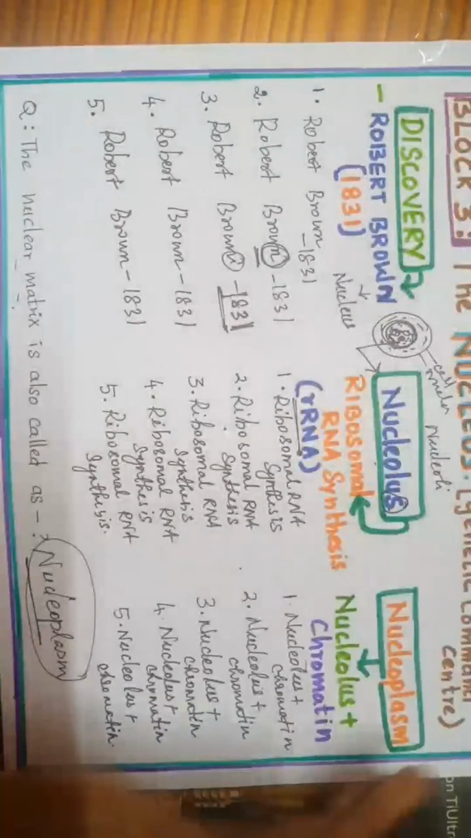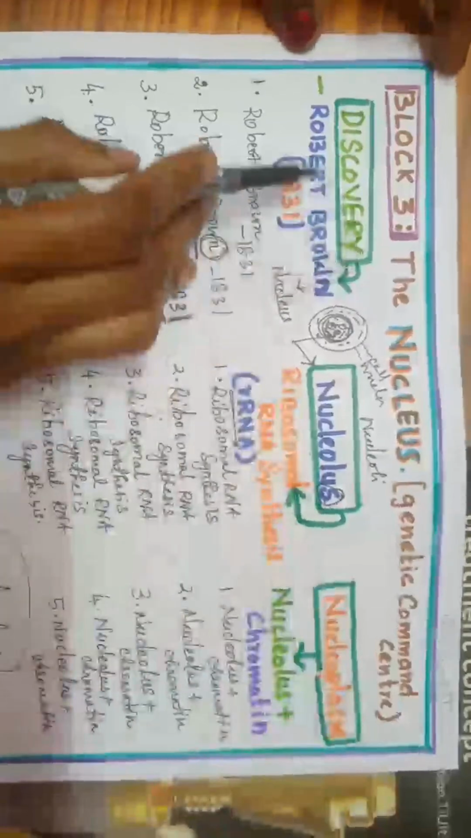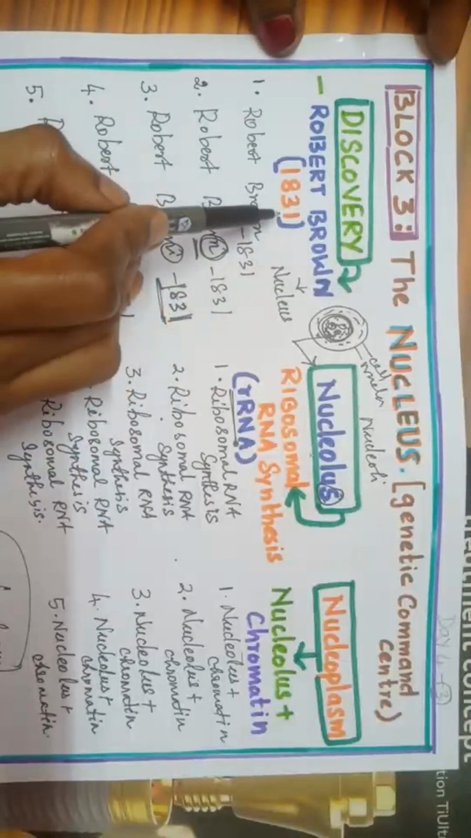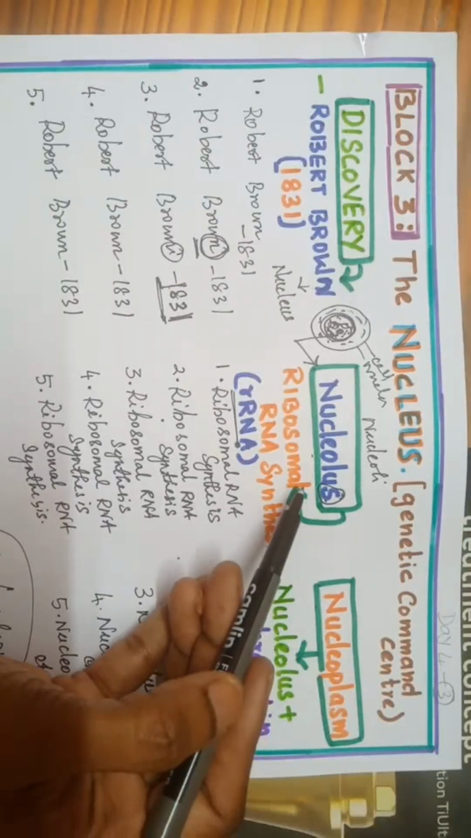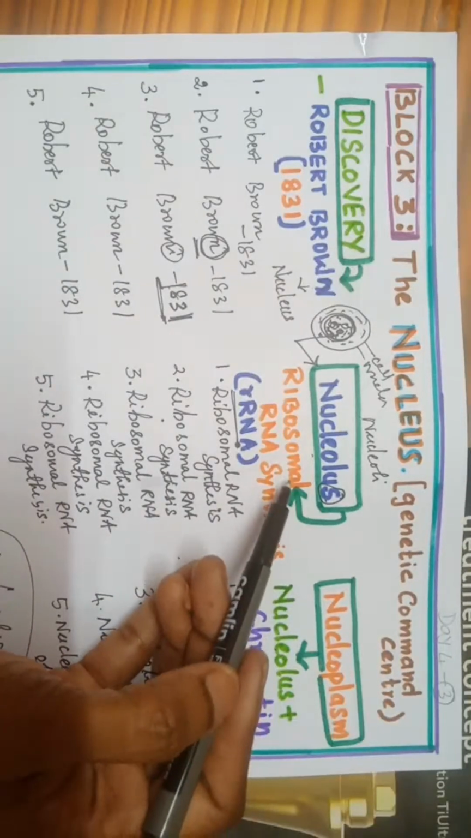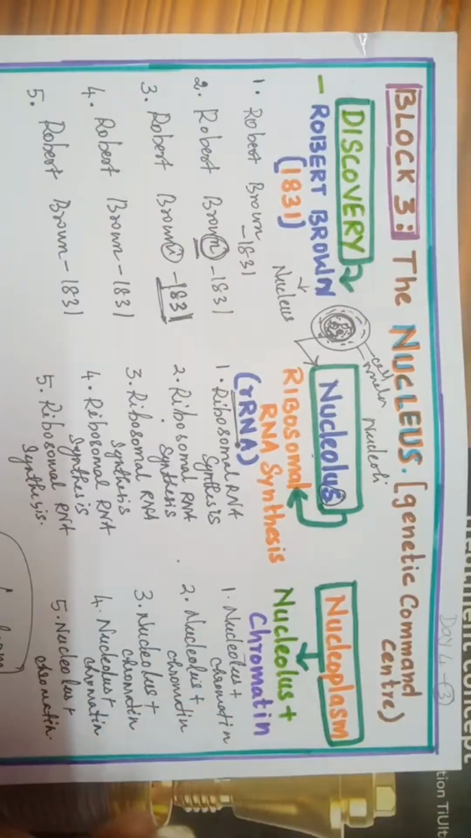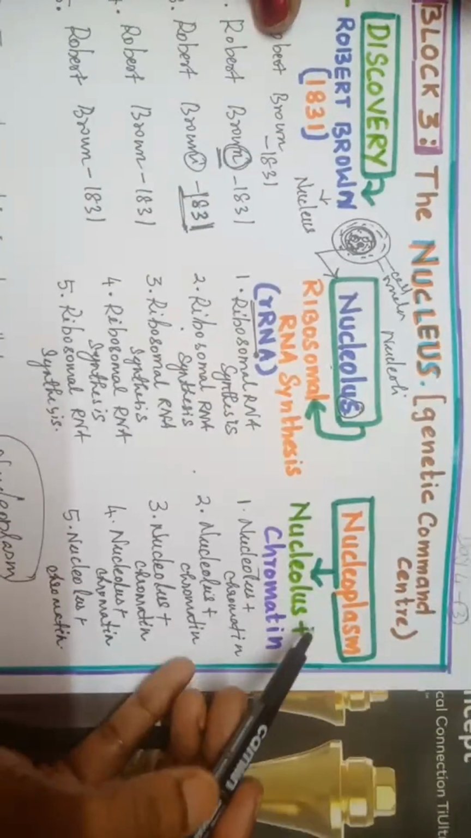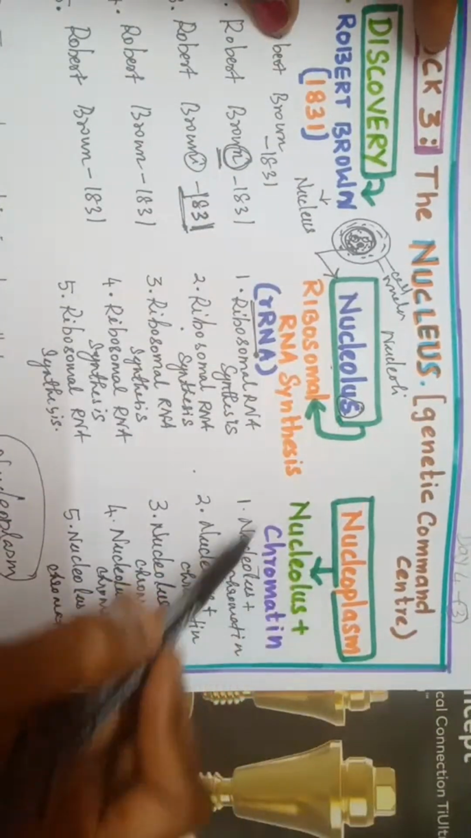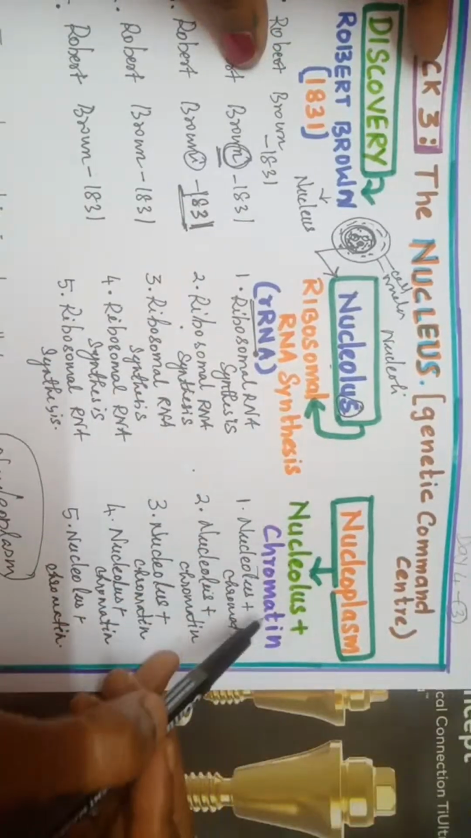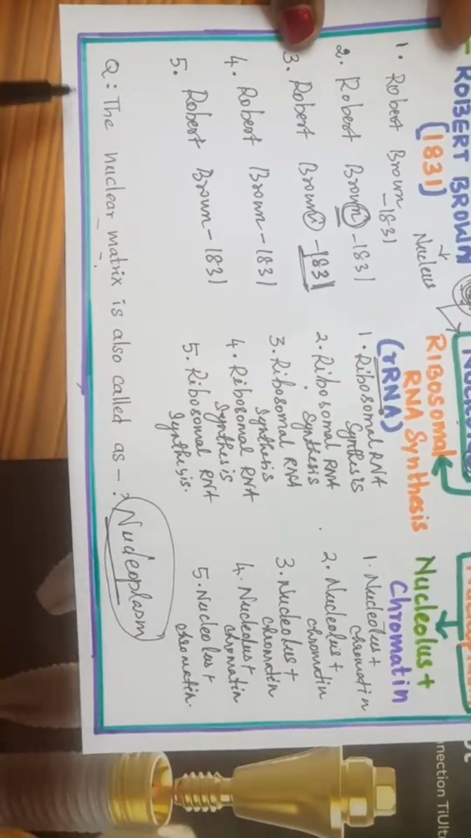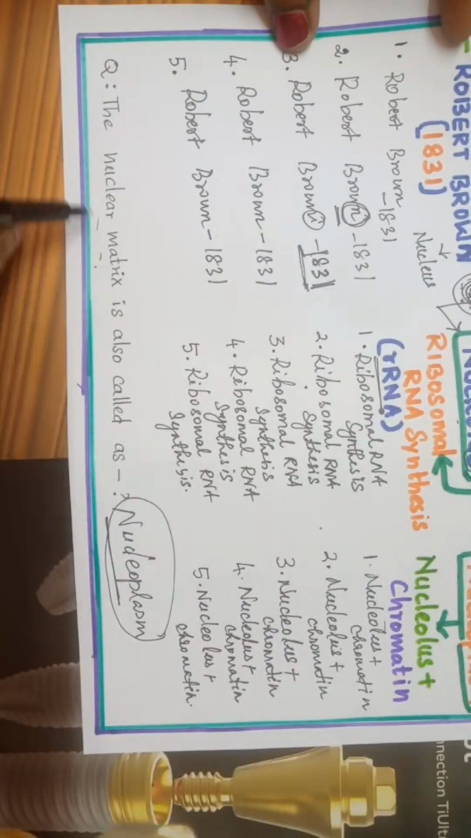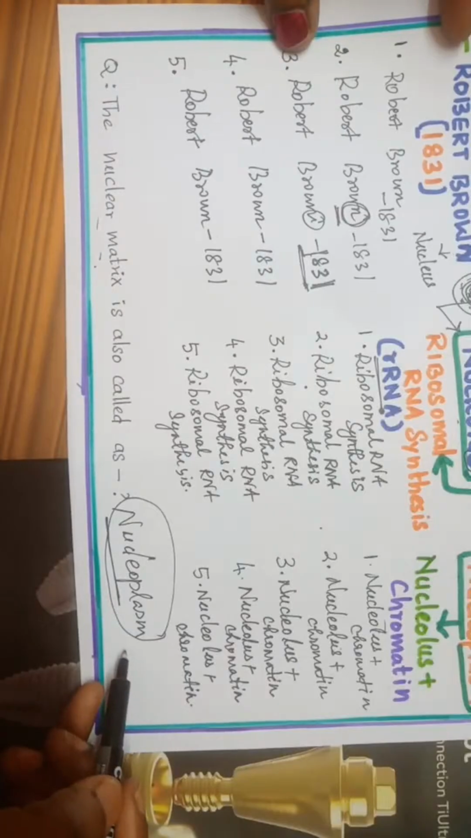Next, you have nucleus, the genetic command center. The nucleus was discovered by Robert Brown in 1831. Then, nucleolus. The important function of nucleolus is ribosomal RNA synthesis. Then, nucleoplasm, which contains nucleolus and chromatin. What are the components of nucleoplasm? Nucleolus and chromatin. Here we have one additional MCQ, a bonus MCQ, that is nuclear matrix is also called nucleoplasm.